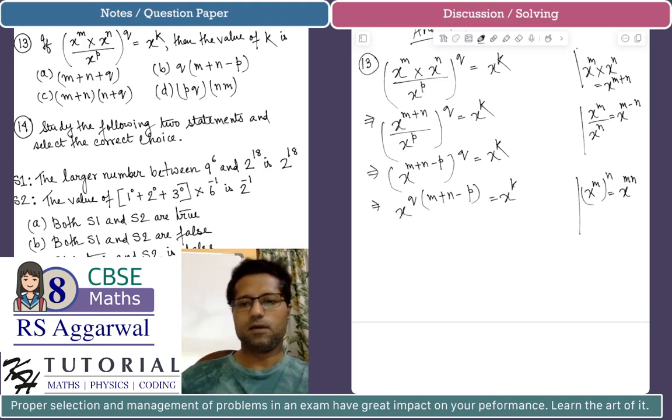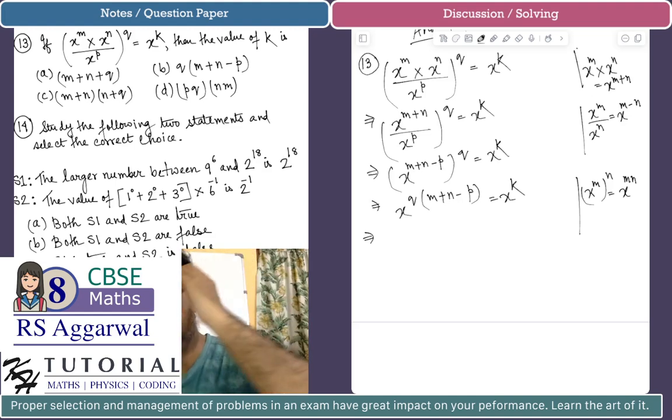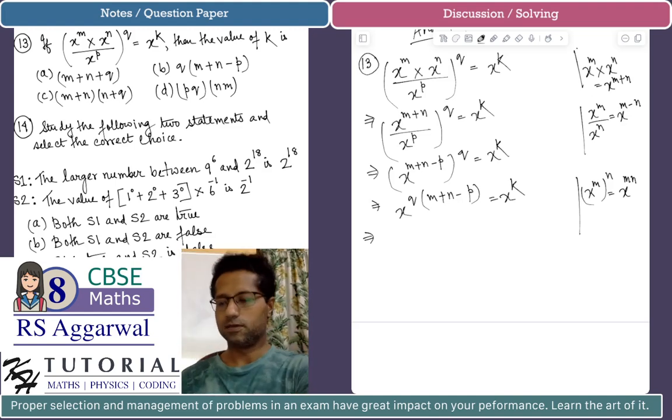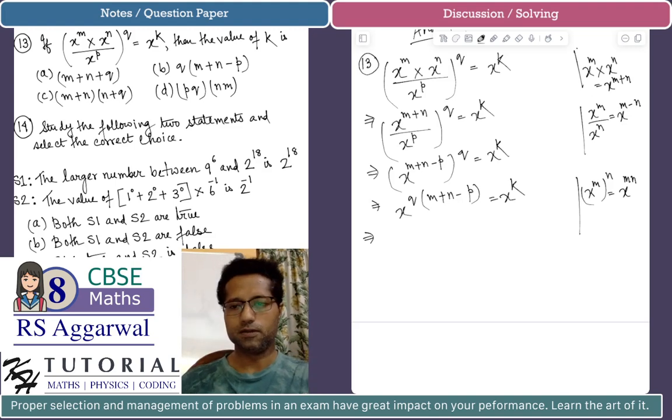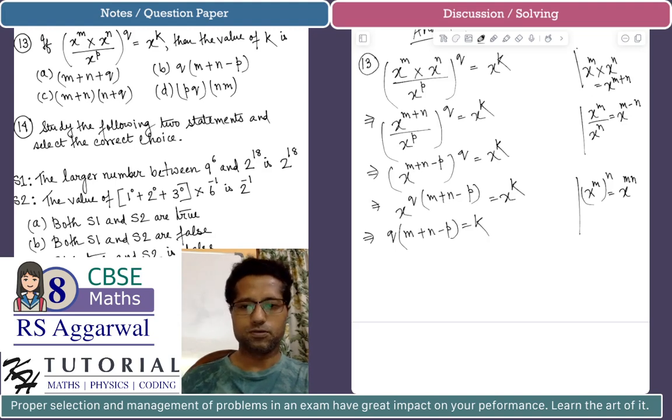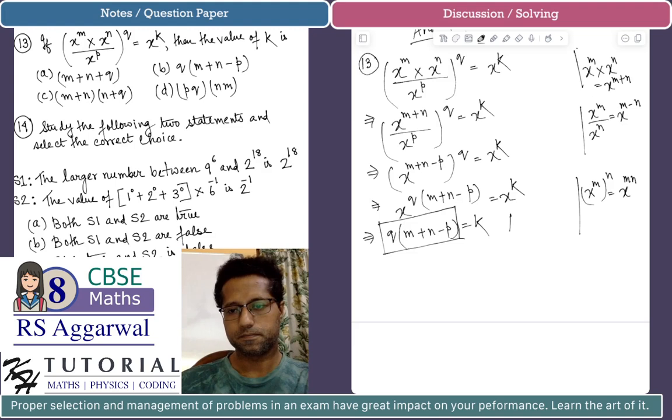Now we see both the terms LHS and RHS are in exponential form with the same base x. So we will equate the powers. So this will become q multiplied by m plus n minus p is equal to k. So k is q multiplied by m plus n minus p. So the correct choice is B.